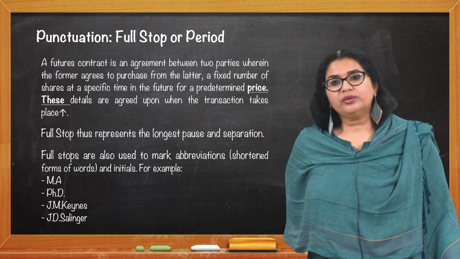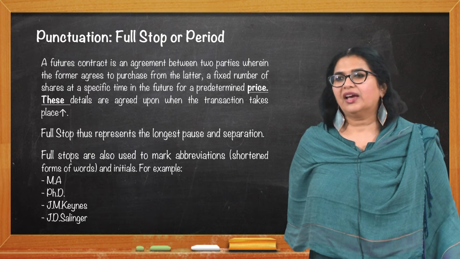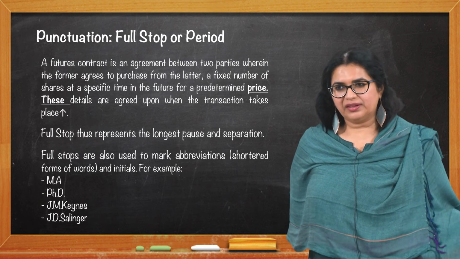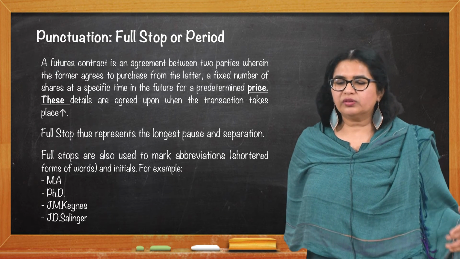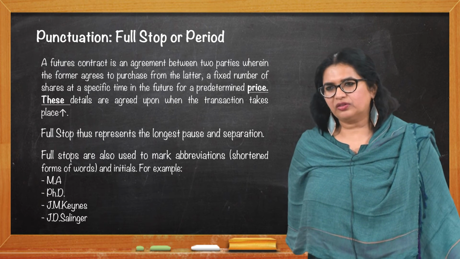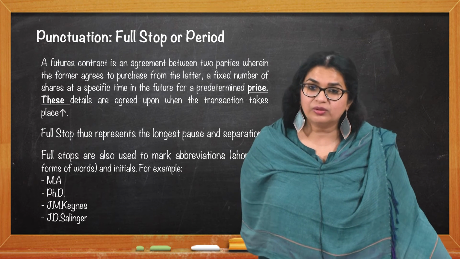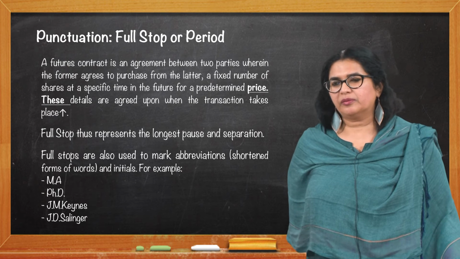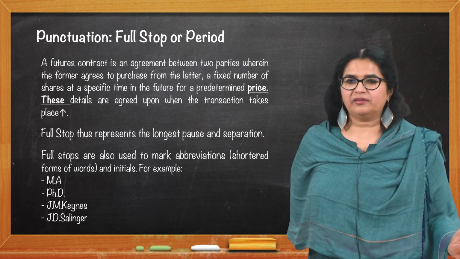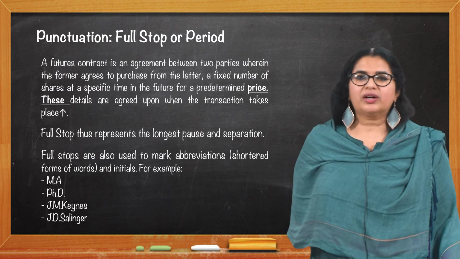Full stops are also used to mark abbreviations. So, PhD, MA, MBBS and people's names like TK and RK and all those. So, generally we use punctuation marks for these. Sometimes people decide to do away with these full stops, the punctuation marks for marking abbreviations, which is also acceptable, as long as you are consistent.